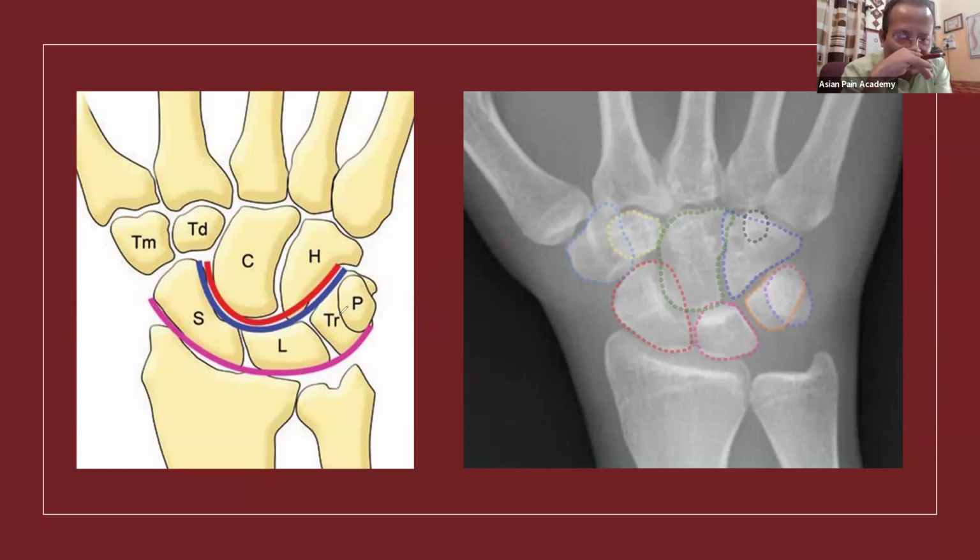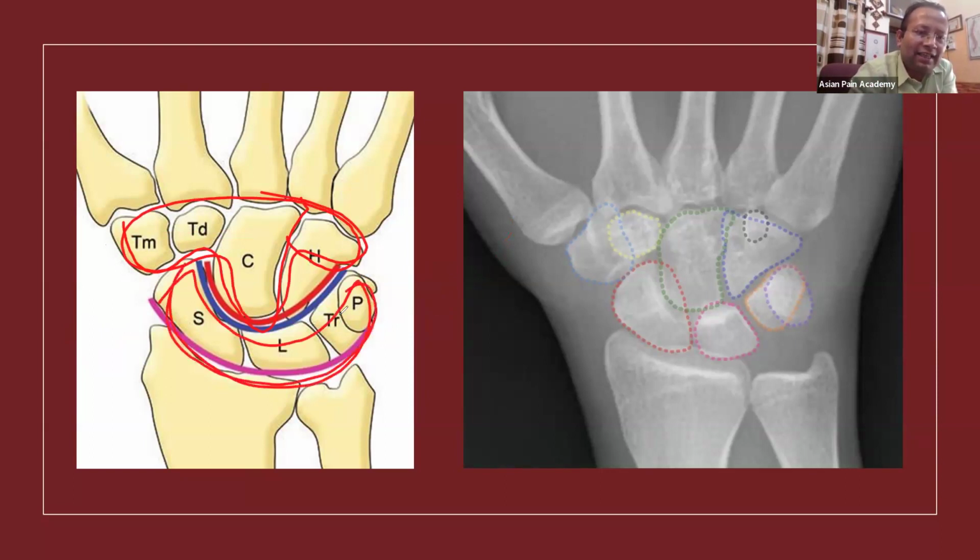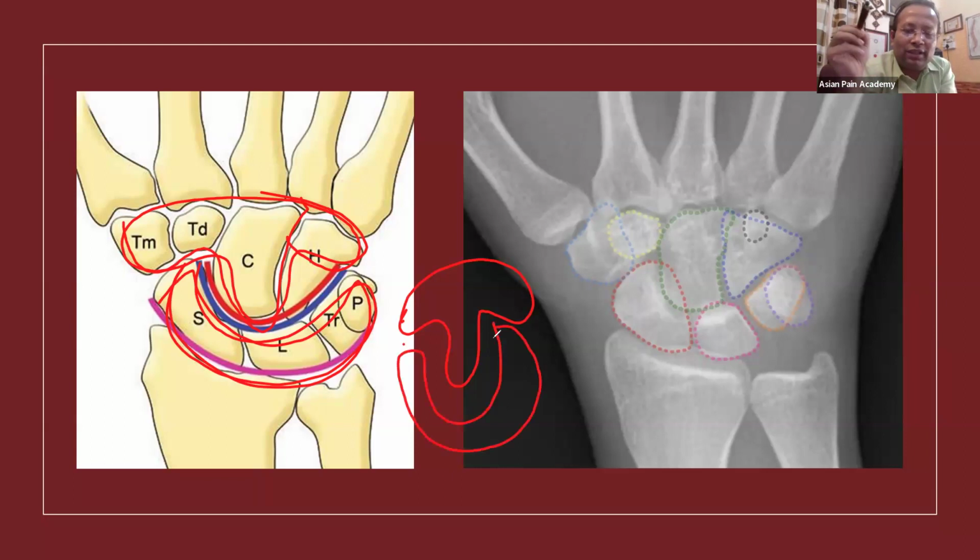But things are not that easy. It is not a parallel line. So how it is, you actually see carefully that it looks like a T and a C. So let us see in this way. Say that this is a T, and this is a C. So we can say more like this is a T and this is a C. So this is the way actually how the bones are oriented in wrist.